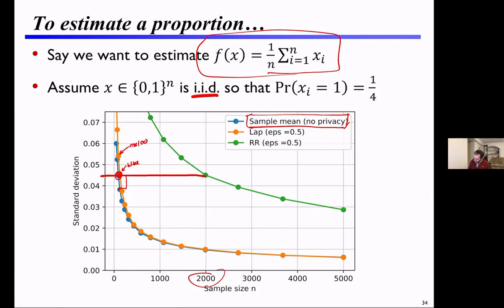And in particular, if you want to get an estimate that's differentially private, you only have to increase your sample size a little bit when you're using the Laplace mechanism, and you'll get as good an estimate as you would have gotten with no privacy constraints at all.